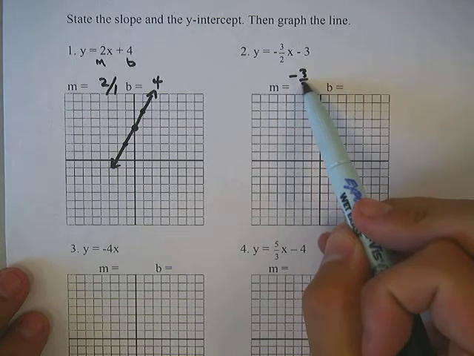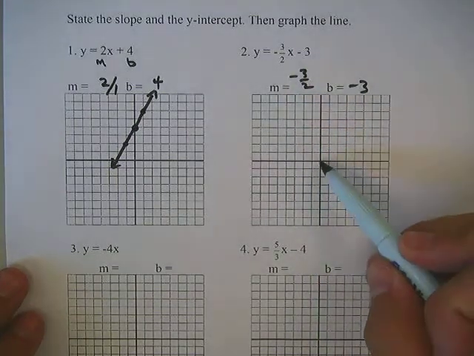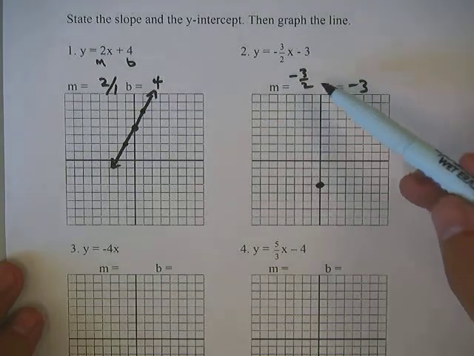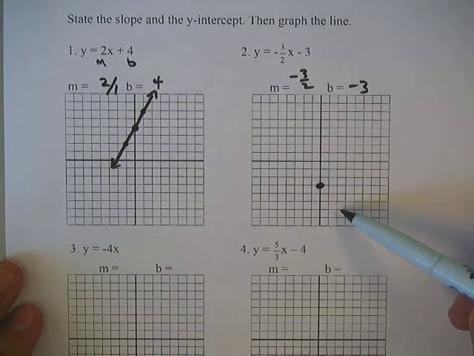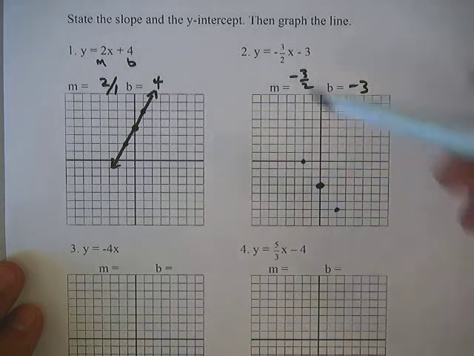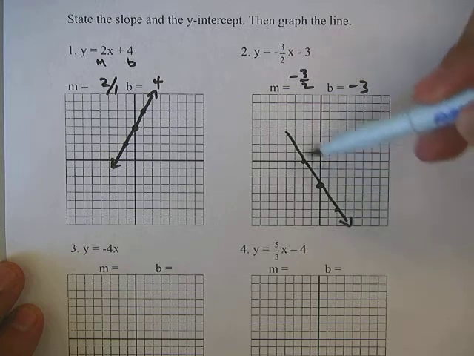So this one would be negative 3 halves, and my y-intercept would be negative 3. So I would go down 1, 2, 3. Again, you start with your y-intercept first. You've got to start with a point, and then I'd use my slope. So I'd go down 1, 2, 3 to the right 2. Or I'd go up 1, 2, 3 and to the left 2. And I would draw my line.